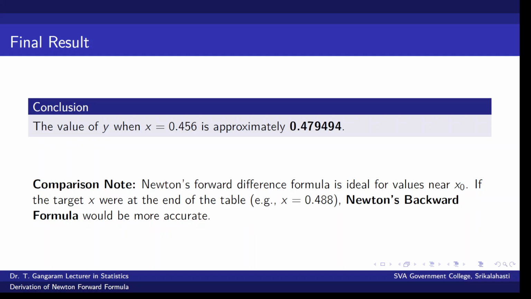Newton's forward difference formula is ideal for values near x naught. If the target x were at the end of the table, for example, if we need to find the value at x is equal to 0.488, Newton's backward formula would be more accurate. We can derive Newton's backward formula in the next lecture.